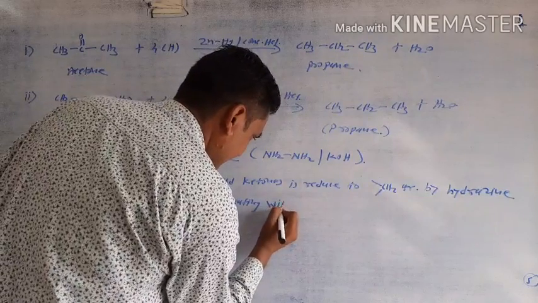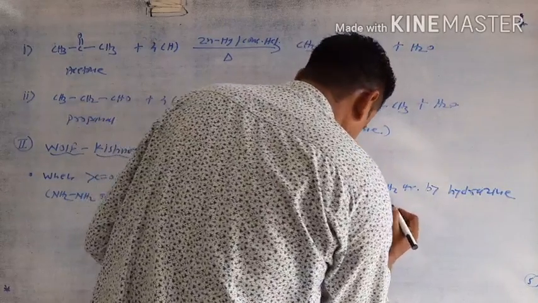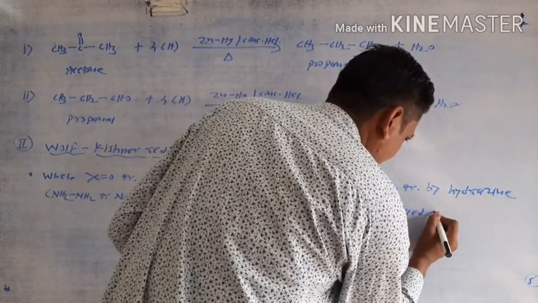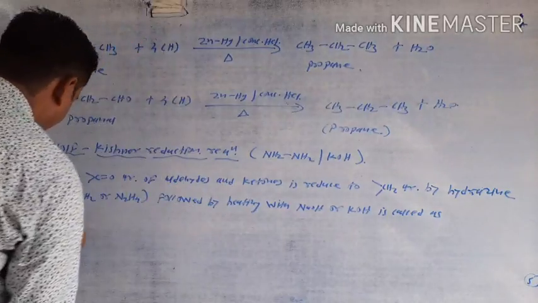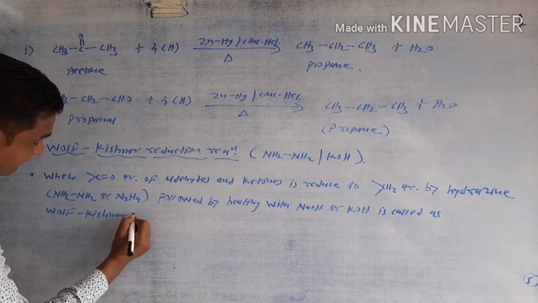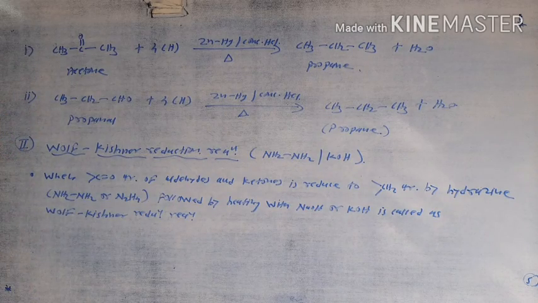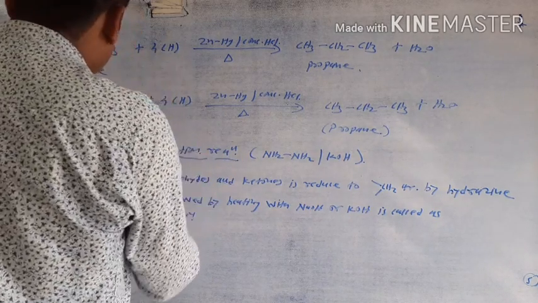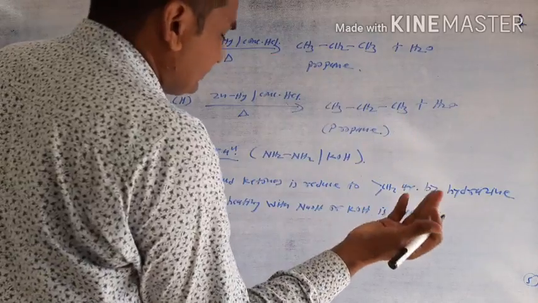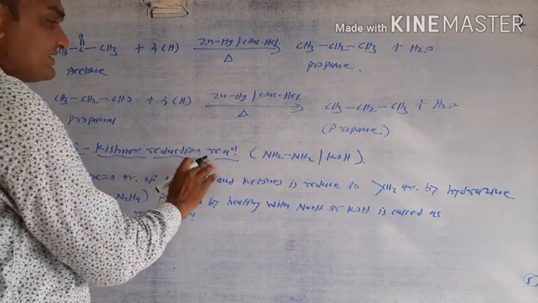heating with NaOH or KOH is called as Wolff-Kishner reduction reaction. In very simple terms, in both the Clemmensen reaction and Wolff-Kishner reaction, the carbonyl group is converted into the methylene group, but different: the Clemmensen reduction reaction is the acidic medium reaction, but Wolff-Kishner reaction is the basic medium reaction.